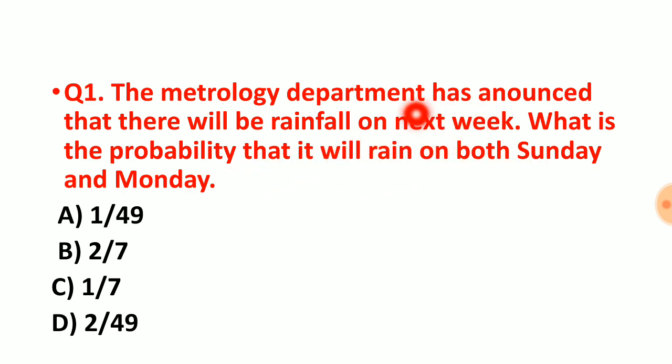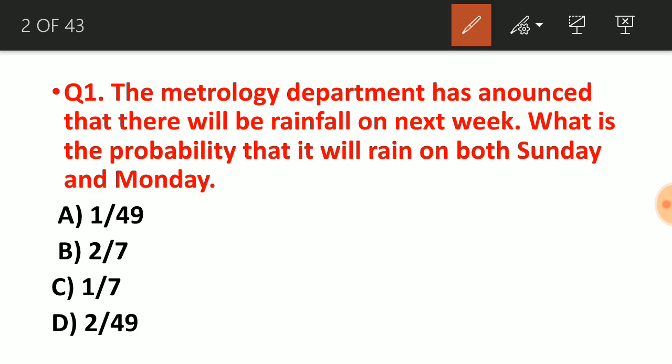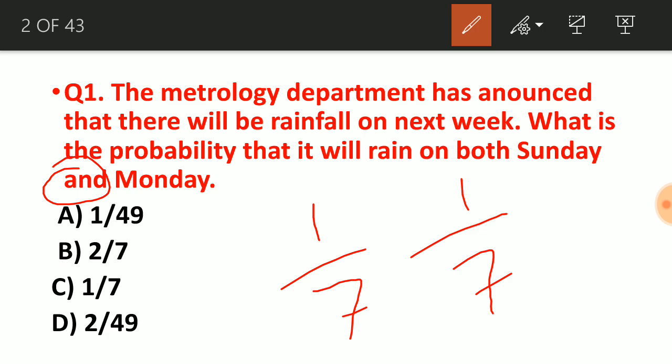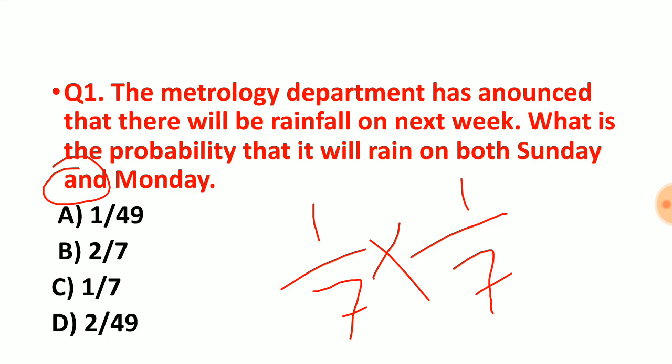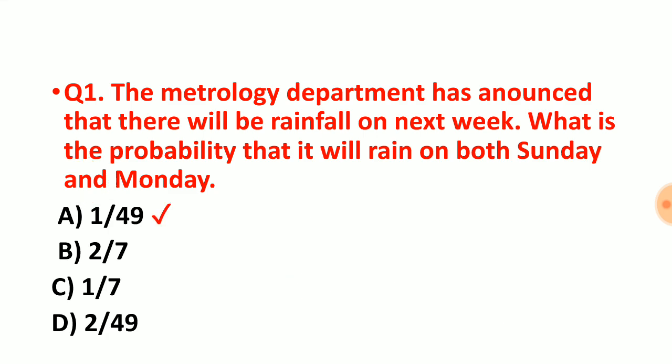Next week the department has announced that there will be rainfall. So the probability of rainfall on Sunday will be 1 by 7, and on Monday will also be 1 by 7. Here the probability will be 1 by 7 into 1 by 7, that will be 1 by 49. So 1 by 49 is option choice A. So option choice A is the correct answer for question number 1.